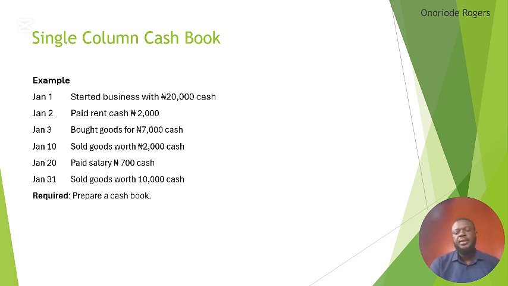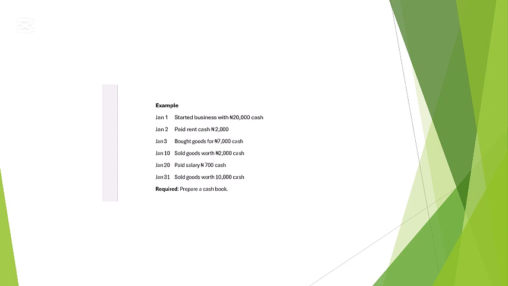Required: prepare a cash book. Just looking at this example, you know that it's a single column cash book because all the transactions are cash. There's no mention of bank. If it were all bank, it would have been a single column cash book but with a bank column. But this one is a single column cash book with a cash column. So let's solve this.